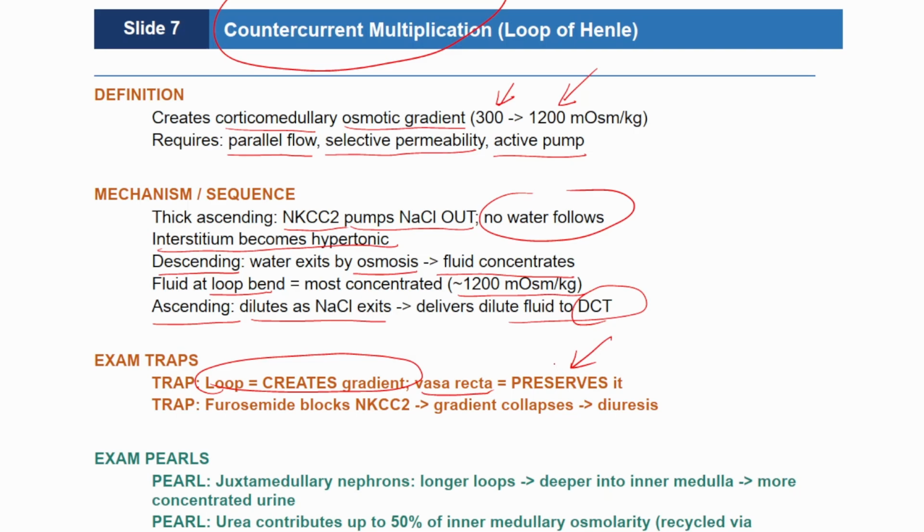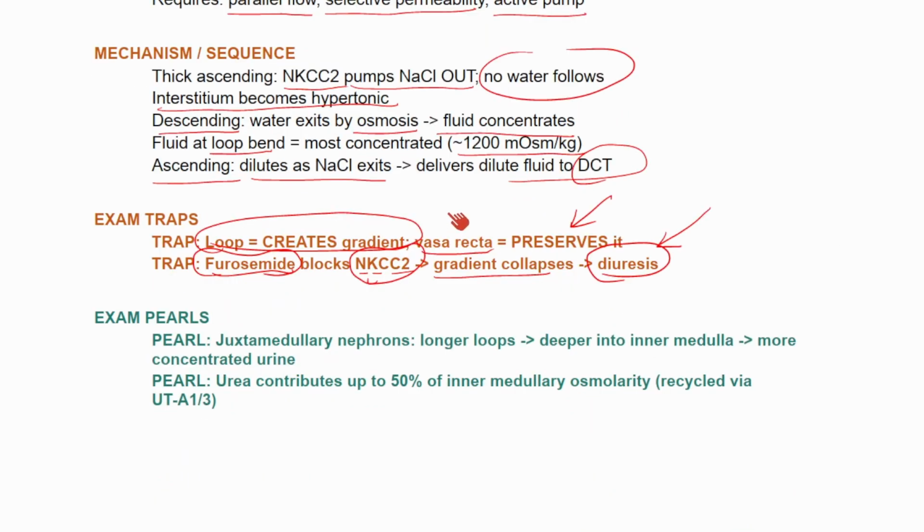Second, be aware that the loop diuretic furosemide explicitly blocks the sodium potassium chloride transporter, which causes the entire corticomedullary gradient to collapse, thereby preventing water reabsorption and triggering profound diuresis. That means this drug furosemide will cause increased urination, and it will prevent the reabsorption of sodium, potassium, and chloride. Finally, let us consider two high-yield exam pearls.